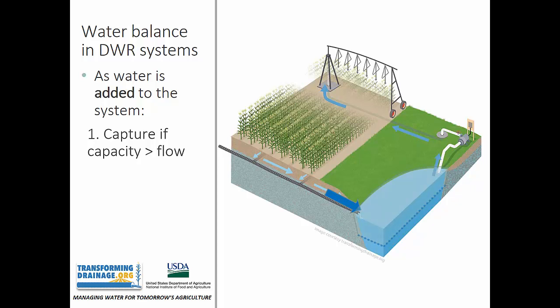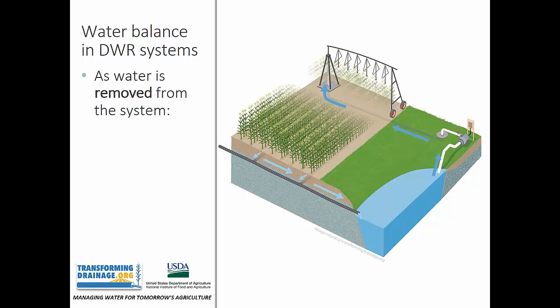This scenario represents the primary opportunity for water quality benefit since nutrients are captured within the system. The second scenario would be when the available capacity is less than incoming flow. In this case, bypass or overflow would have to occur from the system and discharge is directed to an appropriate outlet, as would be the case in any conventional drainage system.